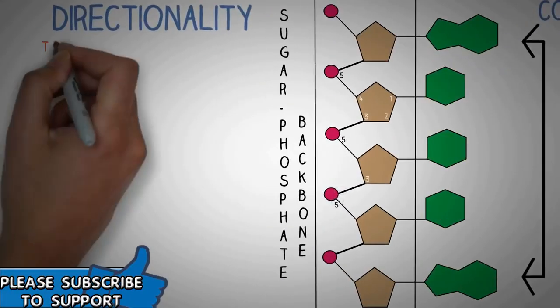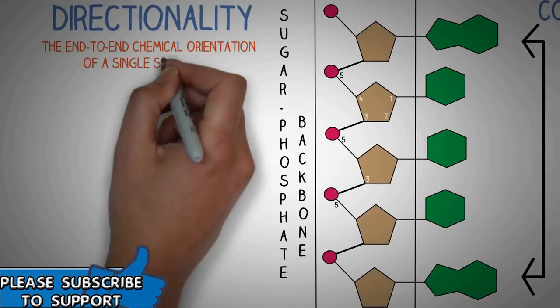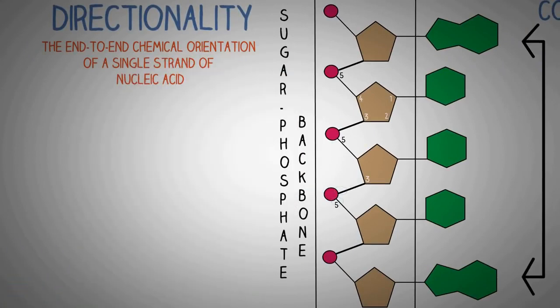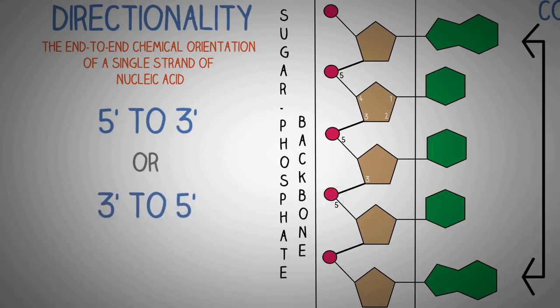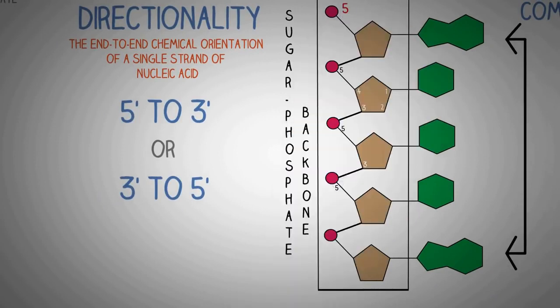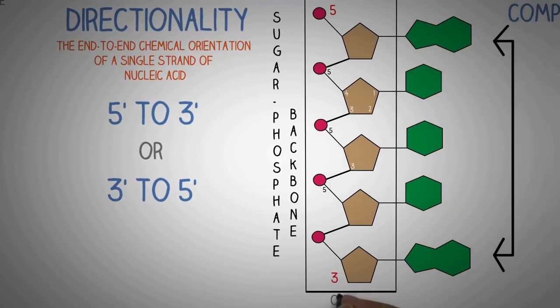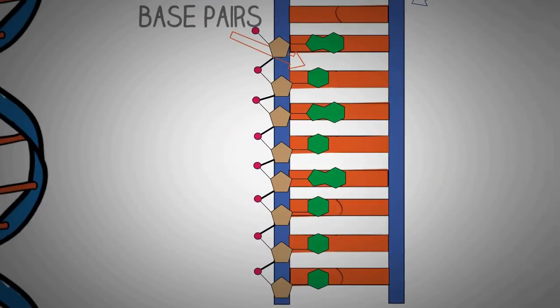Now what directionality essentially means is that it is the end-to-end chemical orientation of a single strand of nucleic acid. In this example, you are seeing the single strand of a nucleic acid. Now the direction of the DNA is expressed in two ways, 5' end to 3' end or 3' end to 5' end. Now if you look closely at this structure, you can basically see that it has a 5' end to which a phosphate group is attached, and it also has a 3' end below to which a hydroxyl group is attached. So if we come back to our DNA ladder model, we can see that the strand we made before runs in 5' to 3' direction.